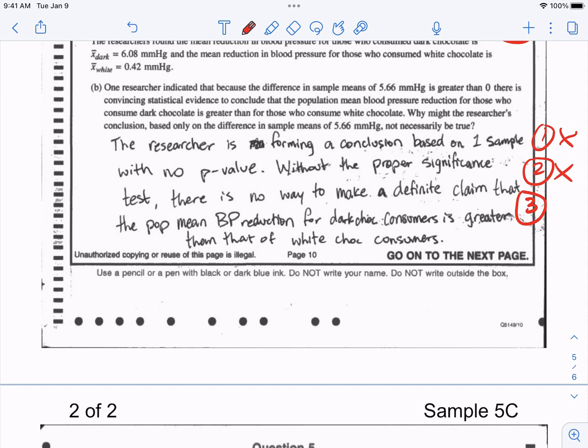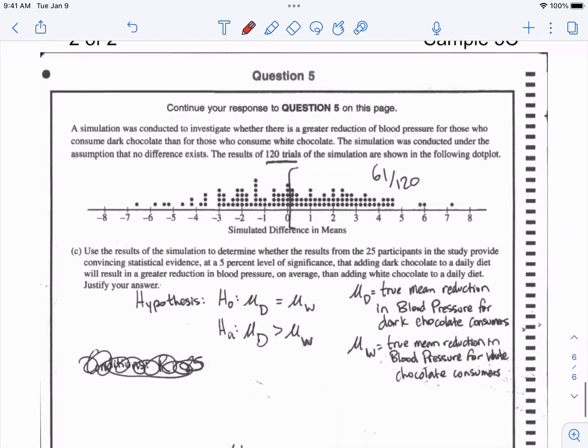In part 3, we're looking for the fact that inference is needed. And so they did mention that without a proper significance test, there's no way to make a definite claim. They did nail that. And remember, on this one, if they got 2 or 3, that's an E. And so if they get 1 out of 3, that's still a P. So even though they only got one piece of these 3, they still earned a partially correct score for this.